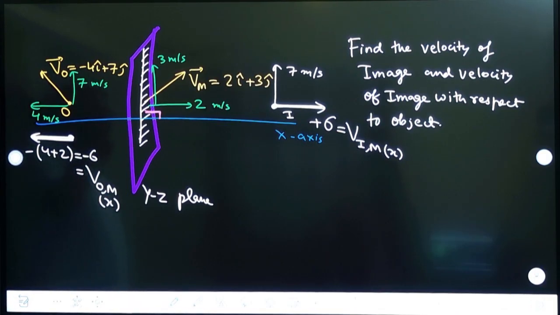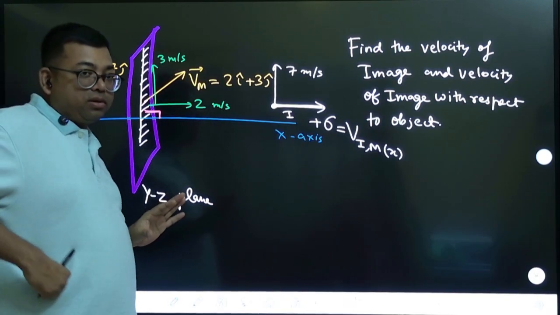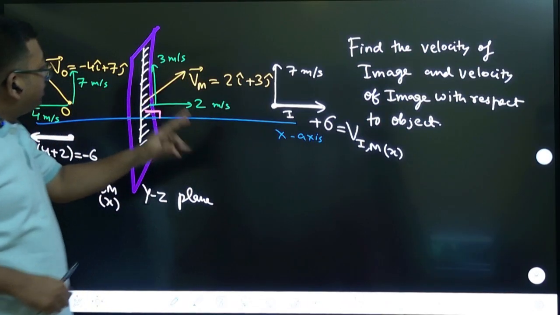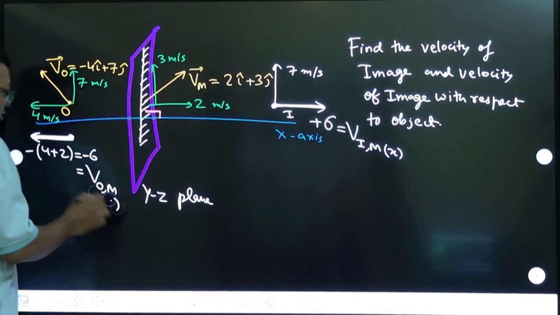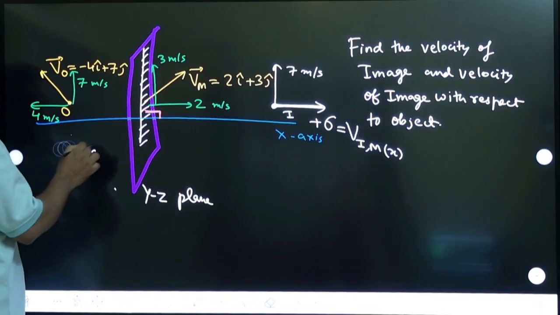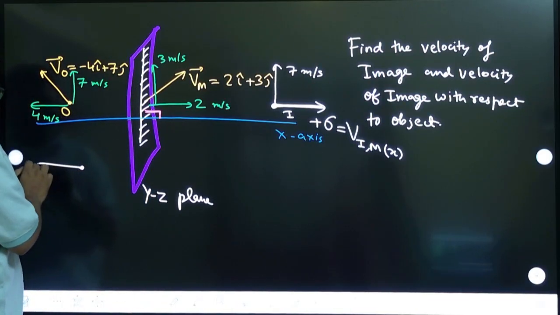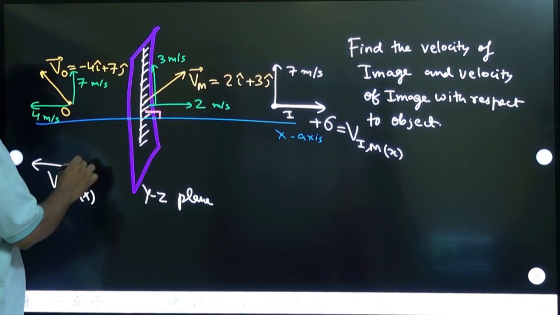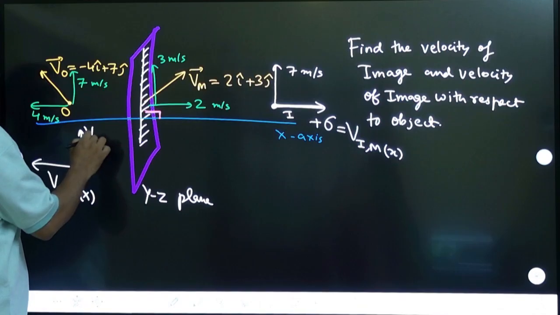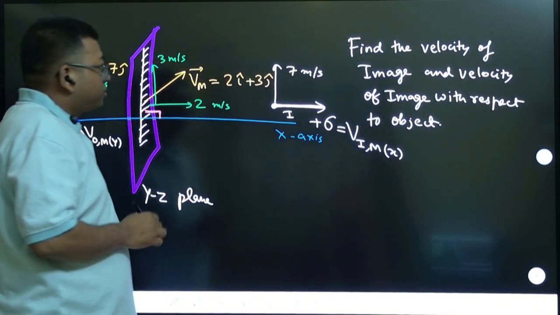Now if I have to calculate velocity, first let me calculate the velocity of the image. If you want to write relative velocity, let us write relative velocity here. I will draw the relative velocity vector first. Okay, this is the relative velocity vector. So relative velocity also has two components. This will be the velocity of the object with respect to the mirror along the x-axis, and this will be the velocity of the object with respect to the mirror along the y-axis. Similarly here also.